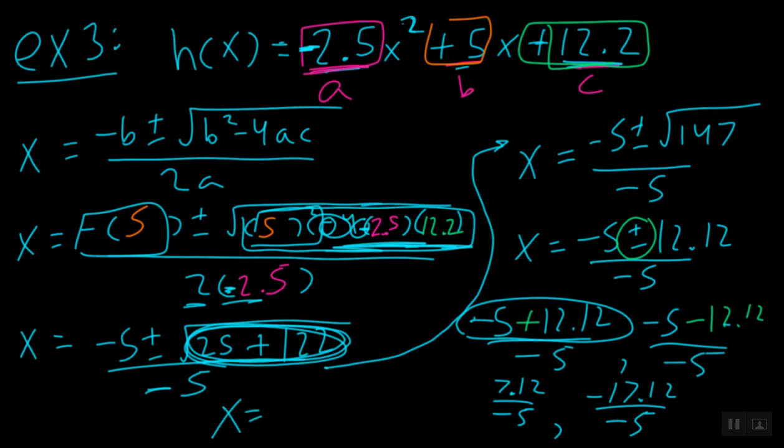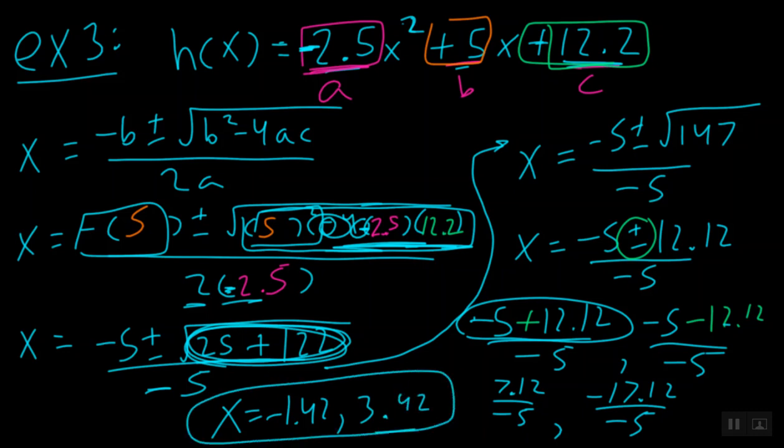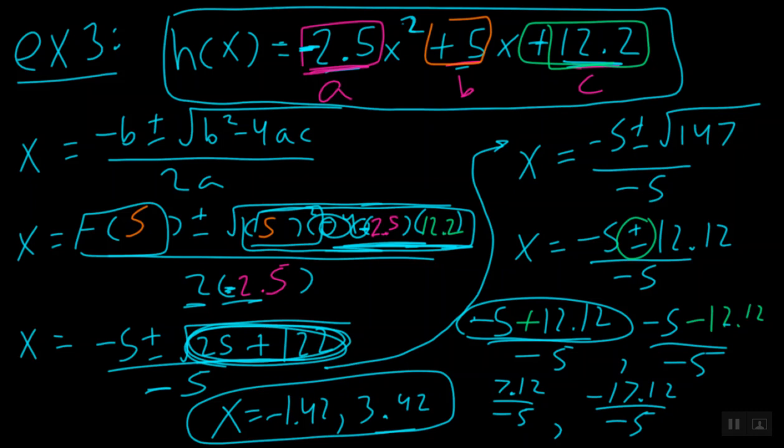Now, I'll write my final solutions right here. I would use a calculator for this. 7.12 divided by negative 5 will give us negative 1.42, and negative 17.12 divided by negative 5 will give us positive 3.42. Alright, and there you'll have it. That is how you use the quadratic formula to solve for the x values, the x-intercepts, the solutions, the roots to any quadratic that cannot be factored.